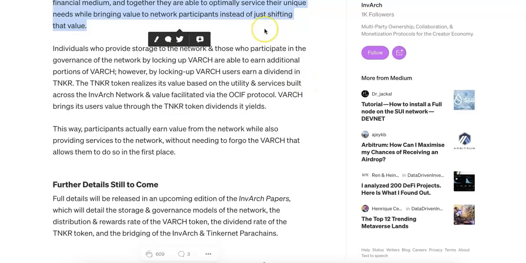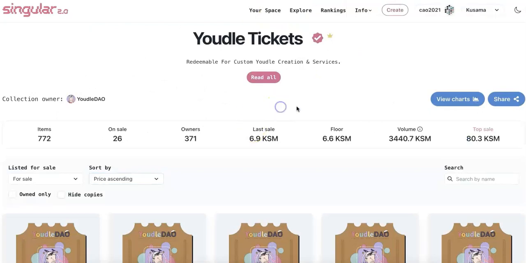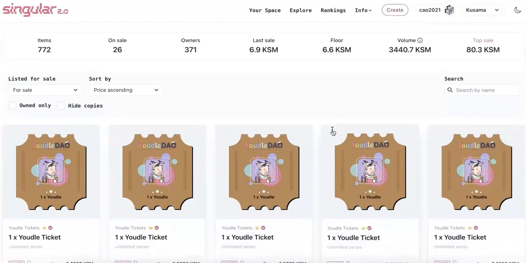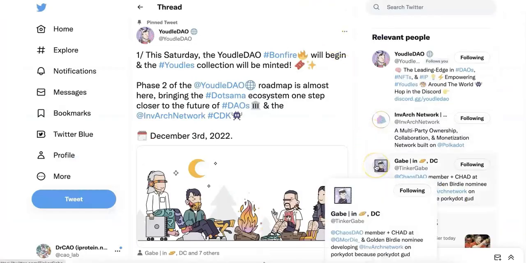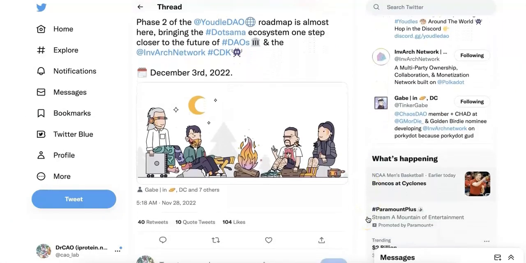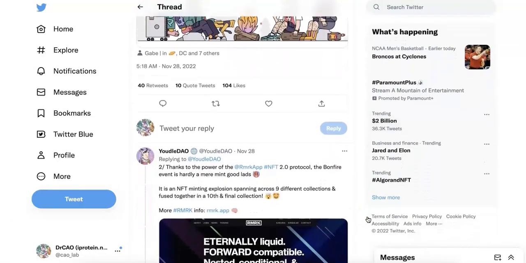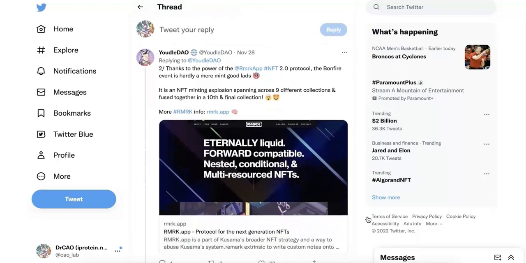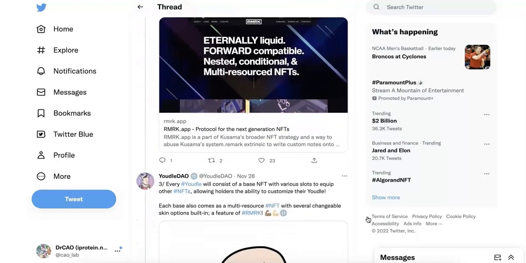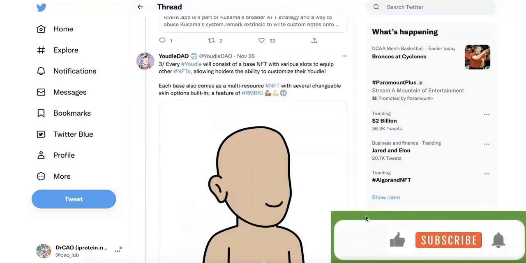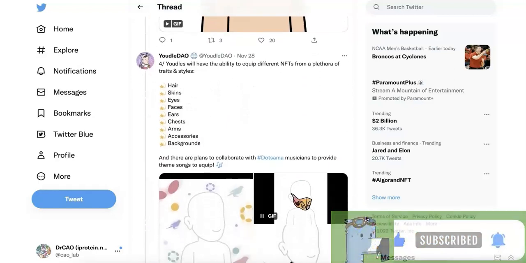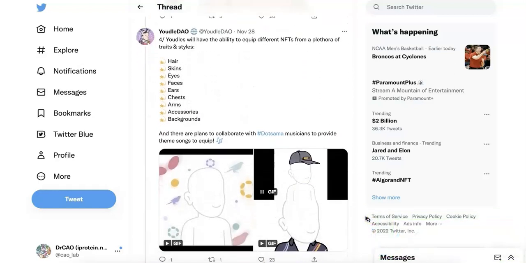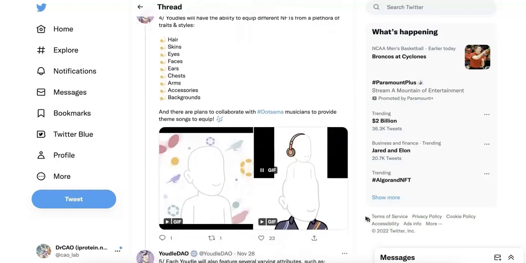Okay, now let's talk about some more applications of InvArch. The first one, as I mentioned before, is called YoudleDAO. That's an NFT project that's going to use the InvArch technology. They already have the ticket, but the NFT itself is not revealed yet. I'm an early supporter of YoudleDAO, and I myself hold several YoudleDAO, and if you check my YouTube videos, you will find I'm actually one of the first who introduced the YoudleDAO NFT.